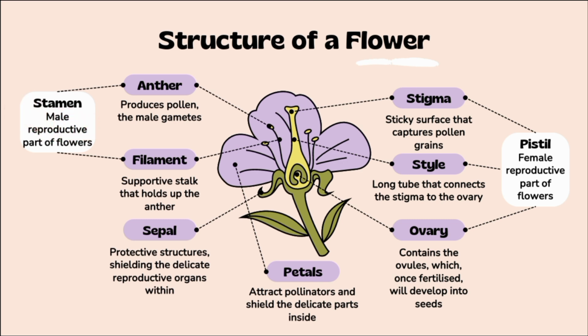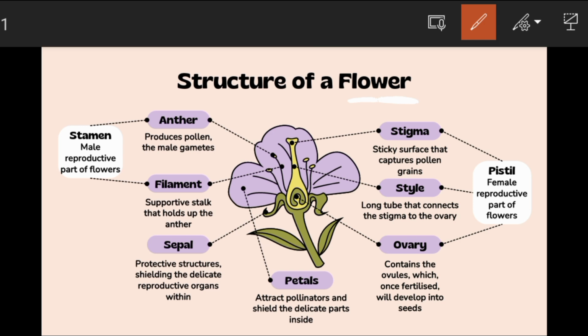And what is the stamen? Here we can see this part of a flower is called the stamen, and the stamen is made up of two things. First is the anther, and this stalk-like or stem-like structure is called the filament. The anther actually produces pollen or pollen grains, which are the male gametes, and the filament is a supportive stalk that holds up the anther. So this is about the stamen.